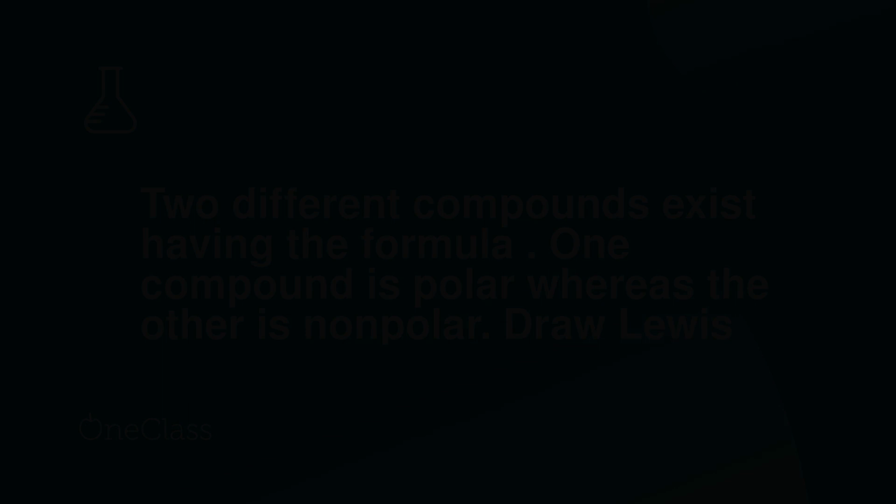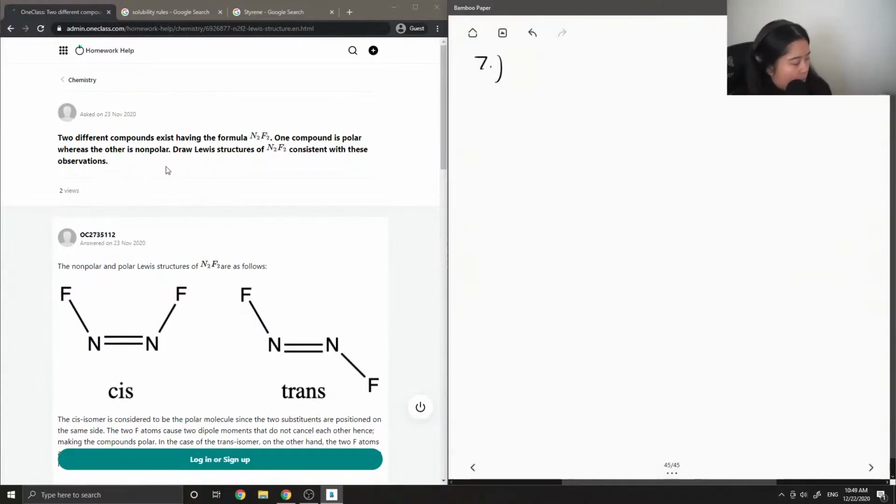Okay, so on to question number 7. Two different compounds exist having the formula N2F2. One compound is polar, whereas the other is nonpolar. Draw Lewis structures consistent with these observations.